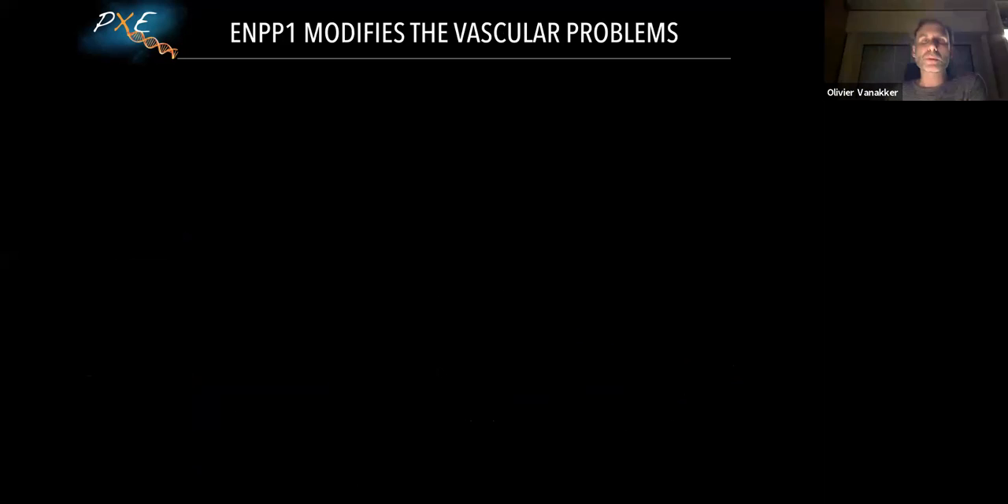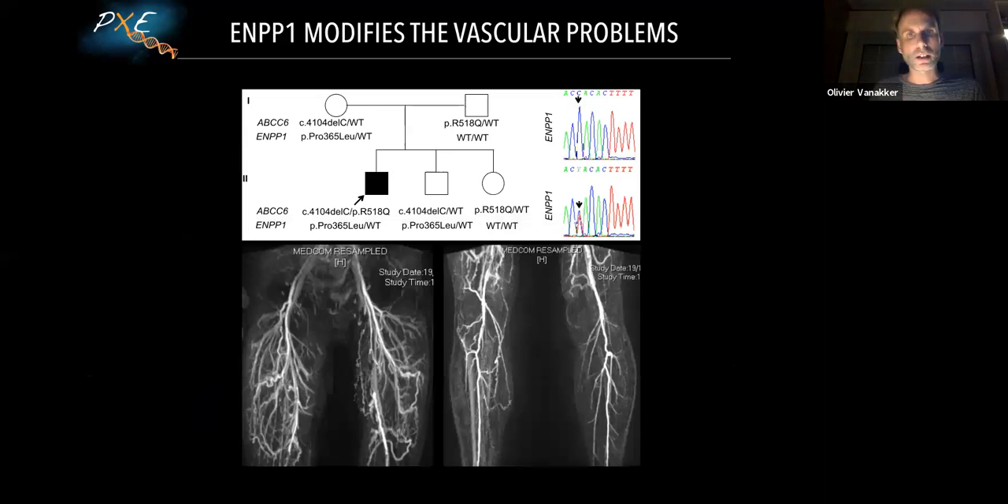Just as an example of a large modifier, an ENPP1 mutation, for example. Here you see a pedigree with an arrowed patient who has 2 ABCC6 mutations. And this was a patient that I followed until the age of 40, 42, and everything was fine, and he didn't really have a lot of symptoms. And then over a period of 6 months, he developed extremely severe vascular disease. And you can see his images below of his blood vessels.